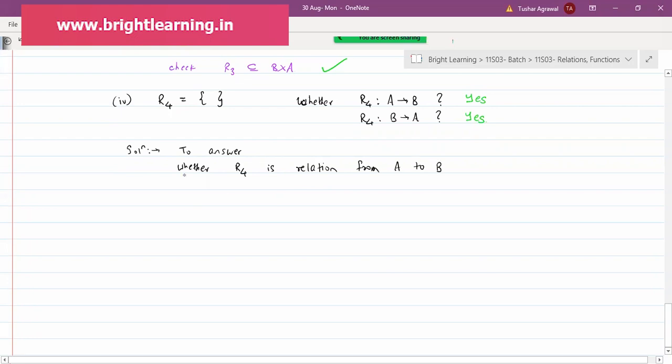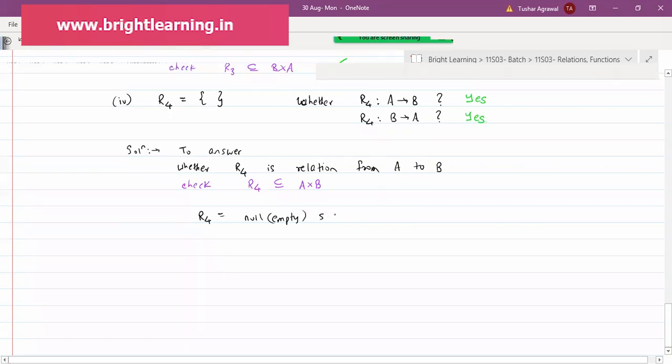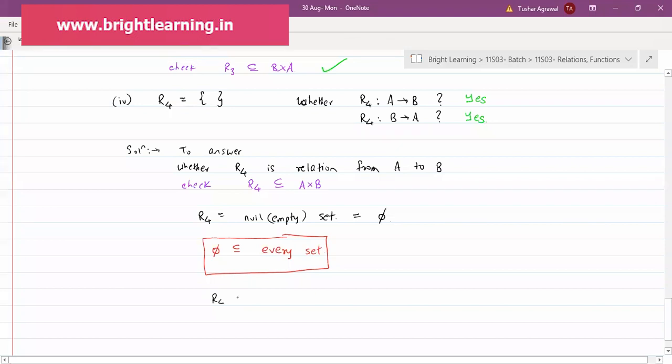What do I have to do? I only have to check whether R4 is a subset of A cross B or not. Yes or no? What is R4? Sir, R4 is actually an empty set, null set. Okay, call it null set, call it empty set. R4 is actually phi. And do you know that phi is a subset of every set? In set theory, I have told you this. Any set, phi is definitely a subset of that set. So R4 is a subset of A cross B.